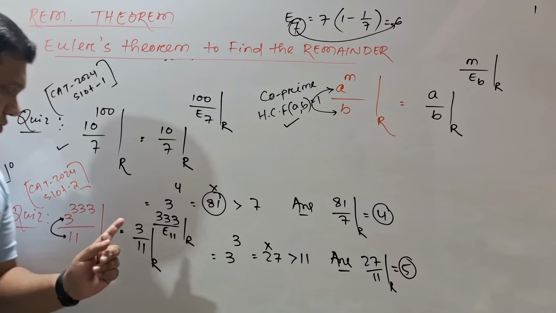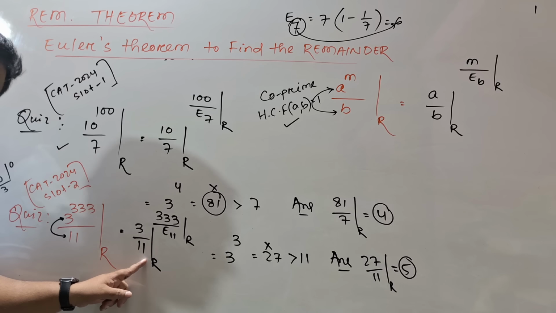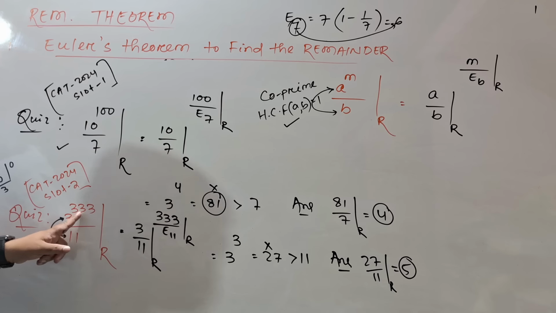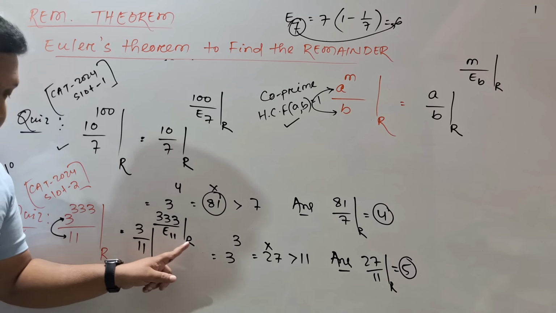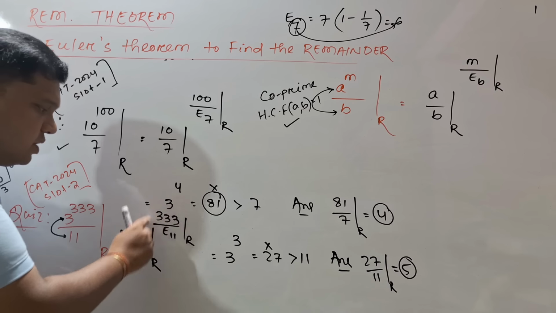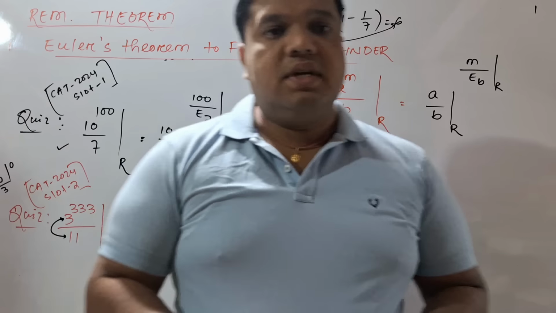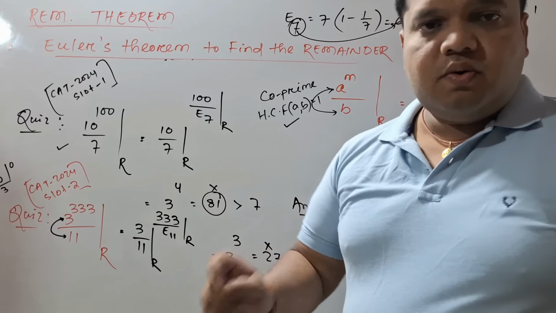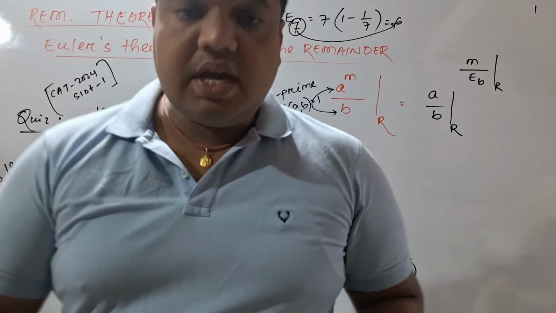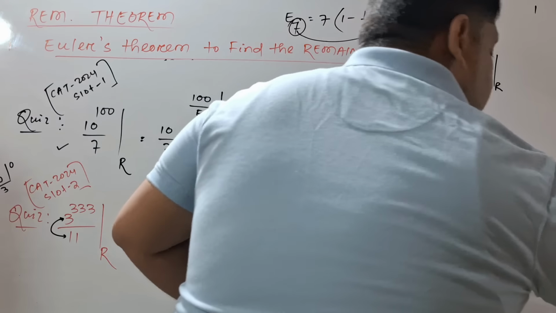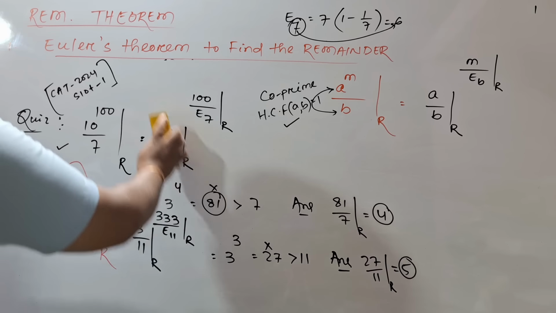2 steps are there. Once again, 3 when it is divided by 11, find the remainder. Step number 2, 333 when it is divided by Euler's number of the divisor, means 11, find the remainder. So 2 steps are there. And 2 times you have to find the remainder, that's it. Are you clear? Understood now? Note it down, one by one we will solve the PYQ so that you can understand the structure. Okay? How to handle Euler's theorem. Okay? Okay, example number 3.